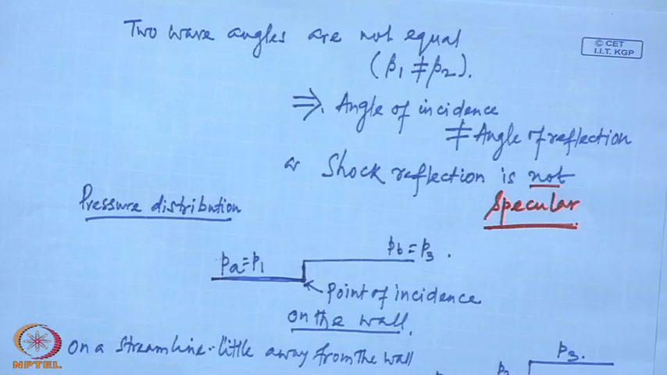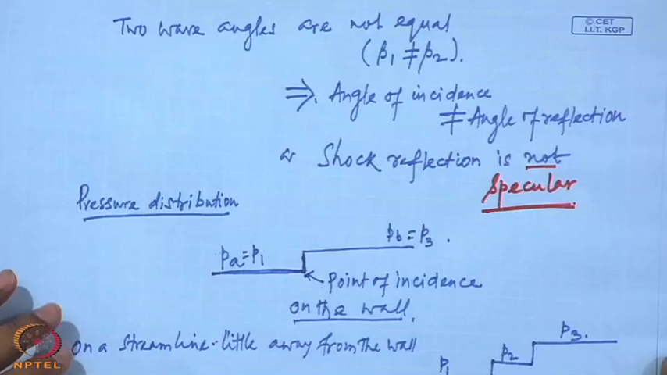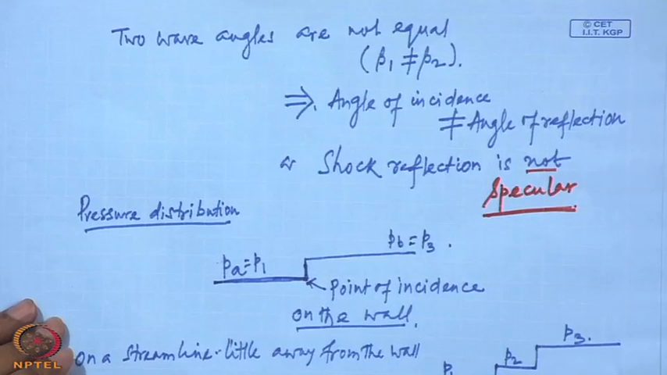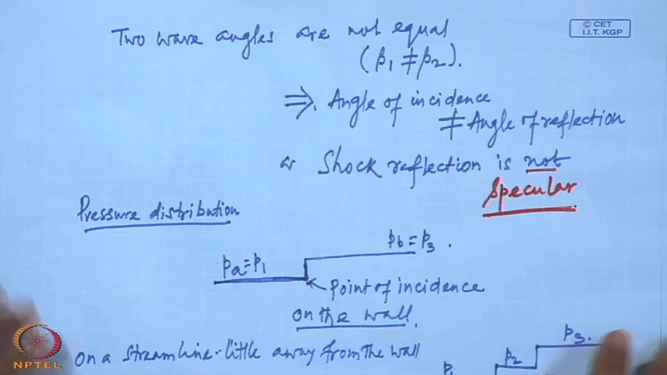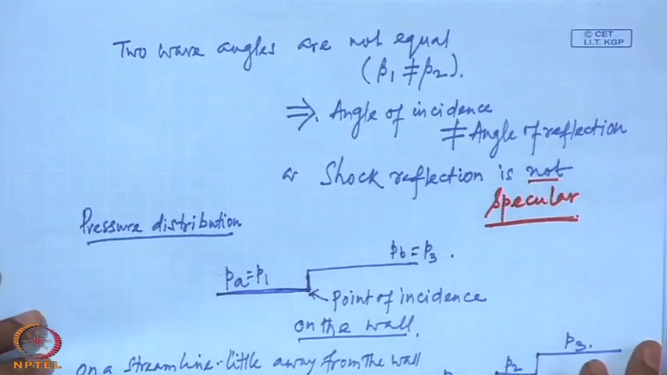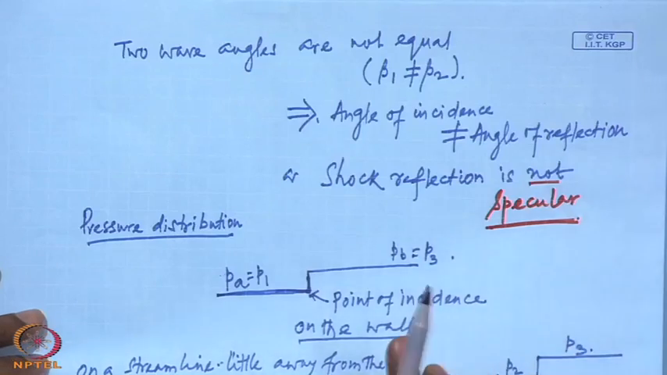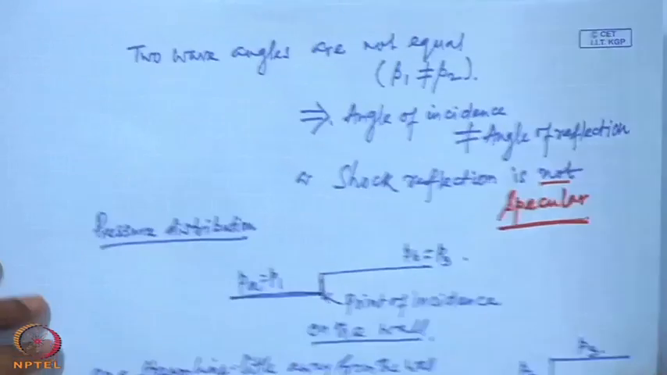We also see that since the shock occurs at different Mach number with same amount of deflection, consequently the two wave angles are also usually not equal, and hence the incidence angle and reflected angle are also not same. That is, the shock reflection is usually not specular.